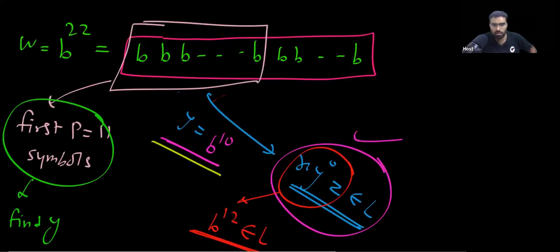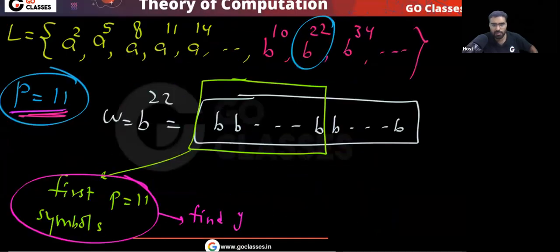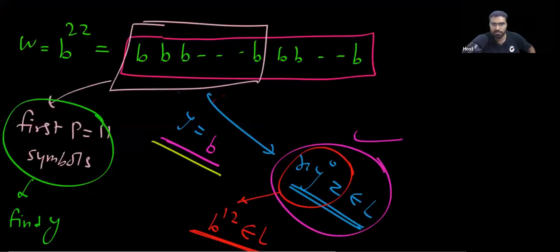So what can you take? If I want b power 10, I cannot create b power 10. Here, whatever y I take, I cannot create b power 10. B power 10 is the string, b power 12 is not the string. So here, whatever y I take, let me just, okay.